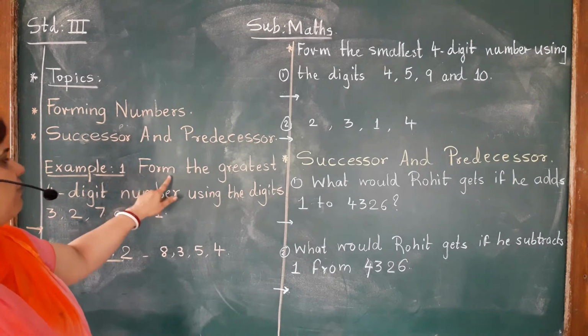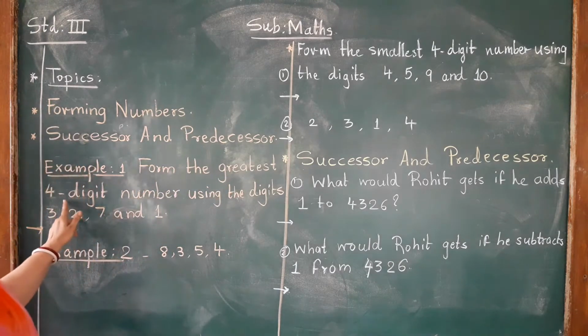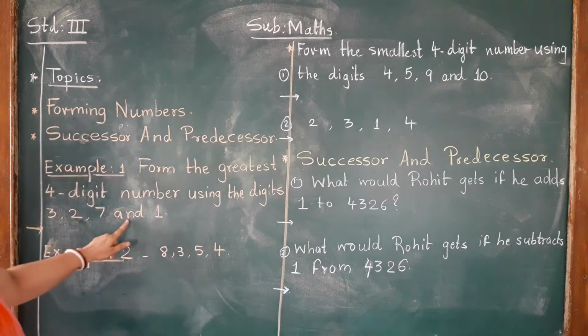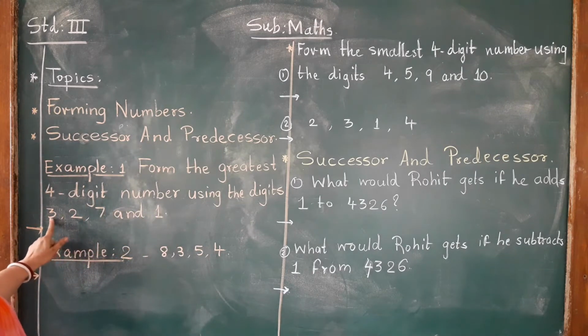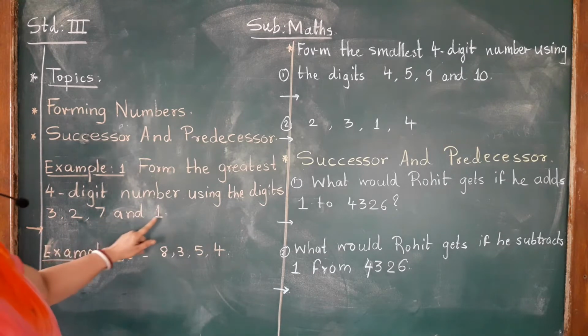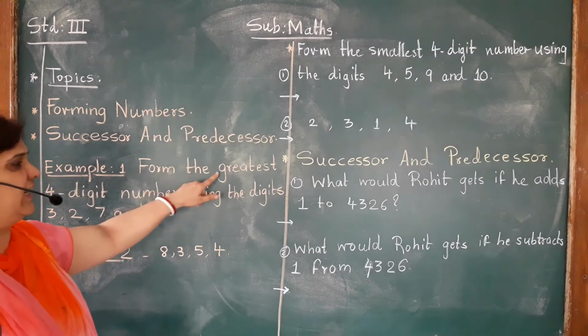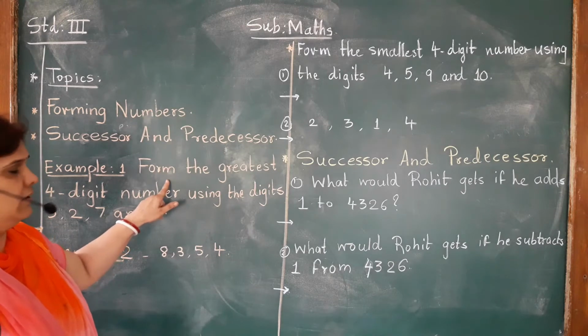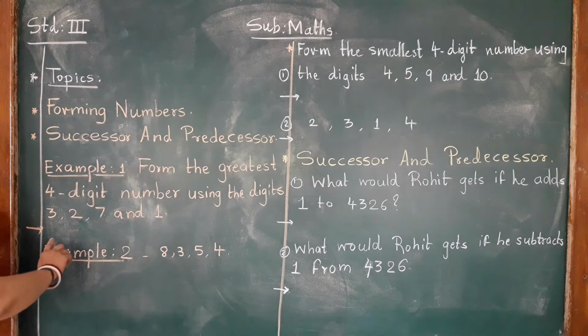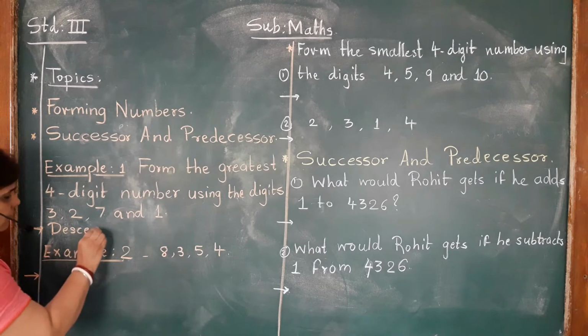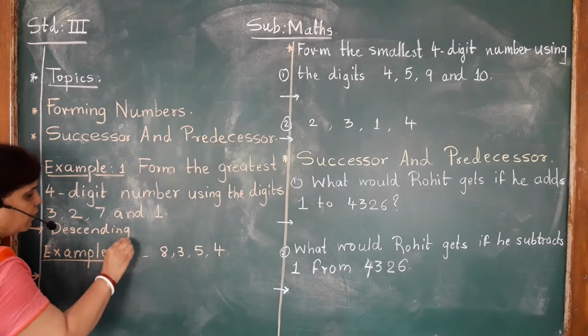See here. Now we have to form the greatest four-digit number using the digits that are given below. What are the digits? 3, 2, 7 and 1. What do we want to do? We have to form the greatest four-digit number. So, you have to go in descending order, children. Descending order means from biggest to smallest.